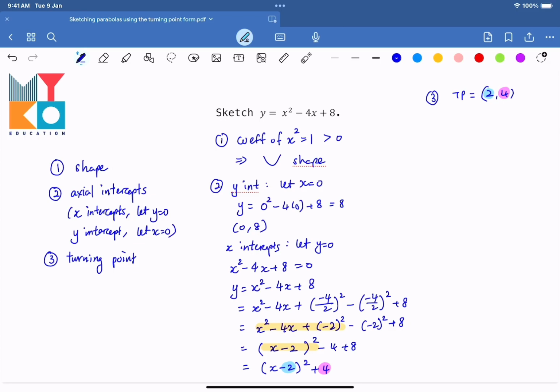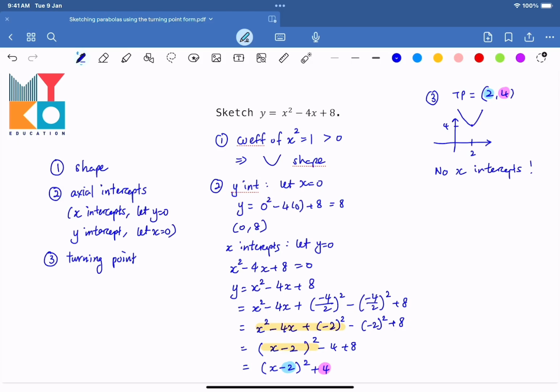Now, before we attempt to find the x-intercept, we want to ask ourselves, if I have an x and y axis here, the turning point is at (2, 4), which is here. And the shape of the curve is like that. It's going to be a happy face, concave upwards. There is no way for the curve to cut the x-axis at all. So essentially, it means that there are no x-intercepts, which means that I don't even need to find the x-intercept.